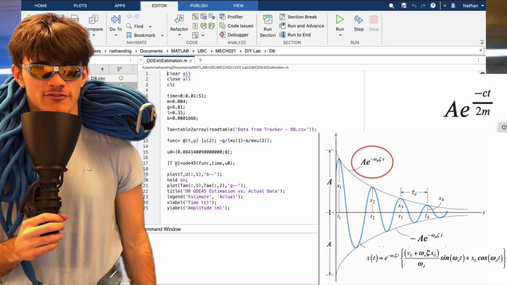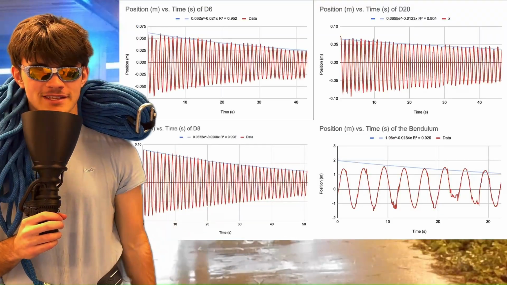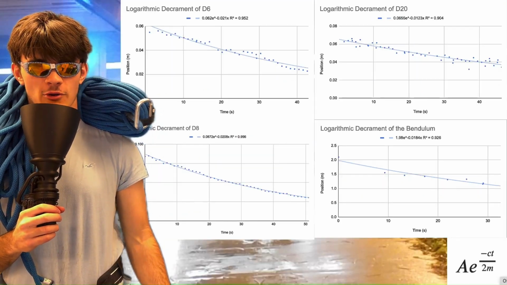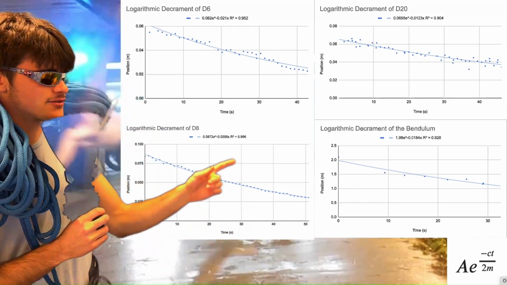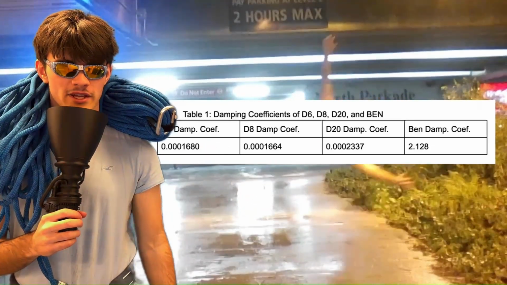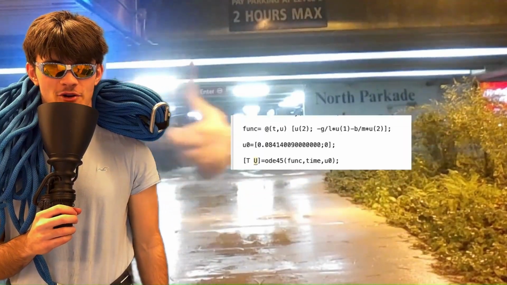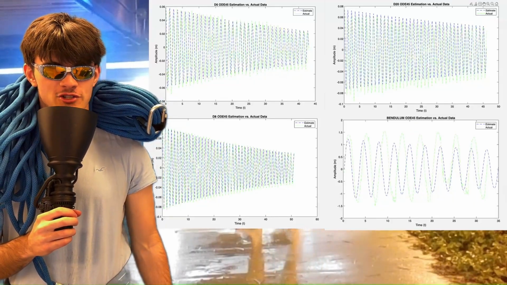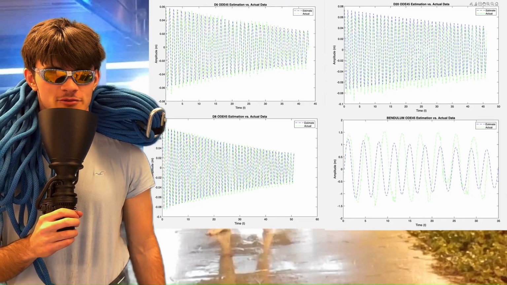We then plotted the data from the tracking software and calculated the damping coefficients for each object by finding the logarithmic decrement with the exponential slope of best fits. We then got these values. Then, we graphed the ODE using the calculated damping coefficients for position versus time and plotted beside the original position versus time graph from the tracking software.